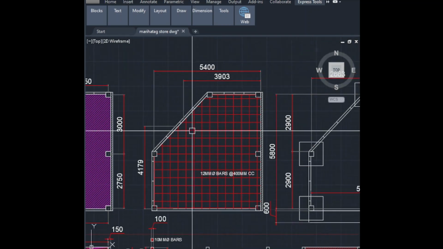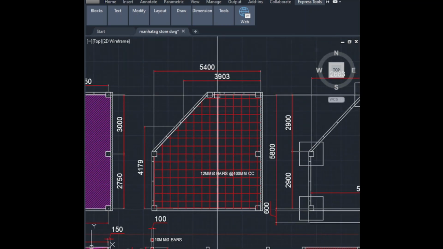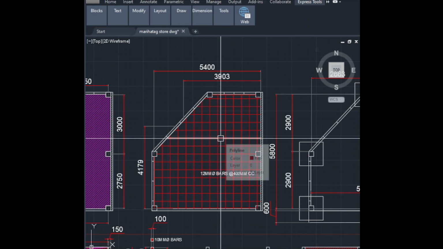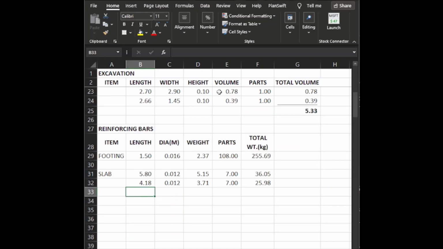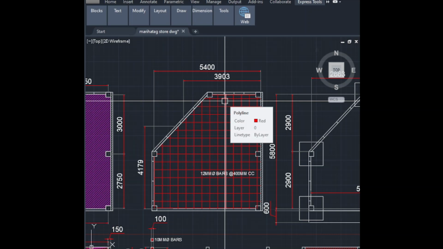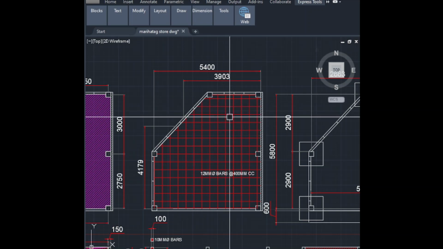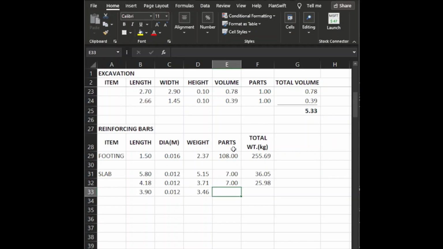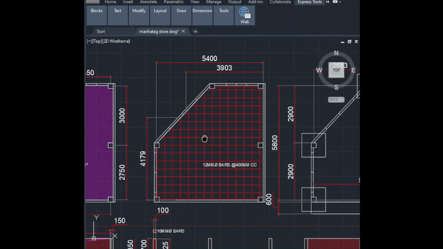So the next one is this part here, starting here, going here. So 3.9, then 12 mm again. The weight is that one. So count 2, 4, 6, 8. So it's 8. The total weight is 27.7.